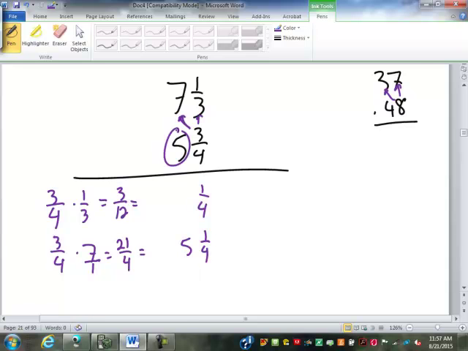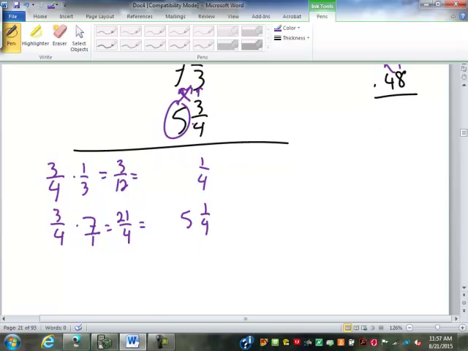Now we move over to the 5. We have 5 times 1/3. We're going to make 5 over 1 times 1/3 is 5/3, 1 2/3. Oops. Put it over there. Then 5 times 7 is just 35.